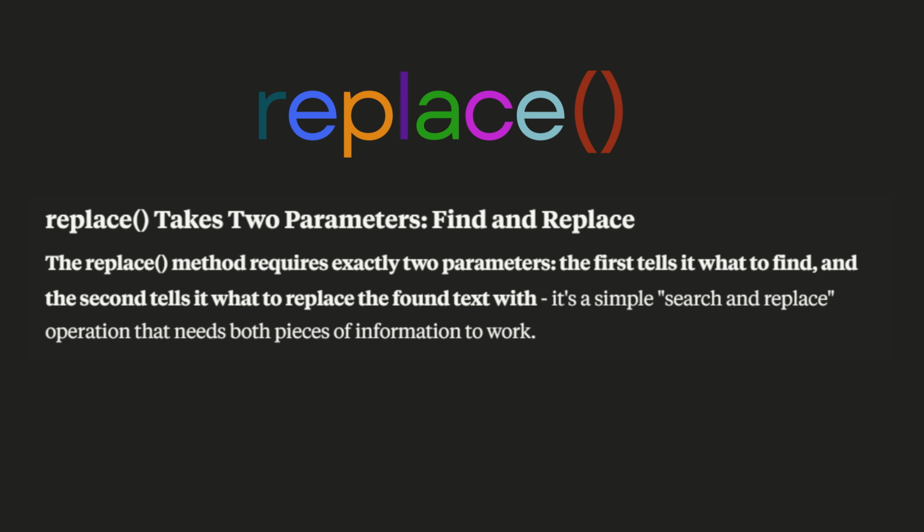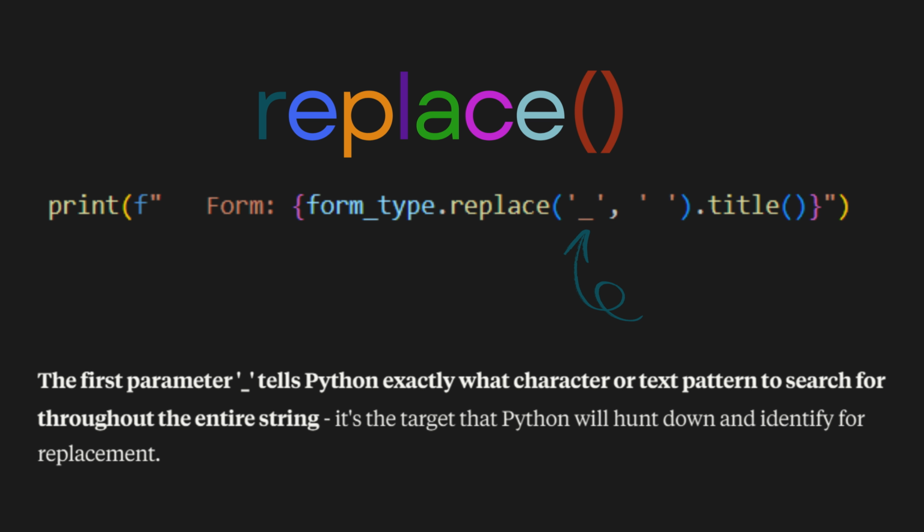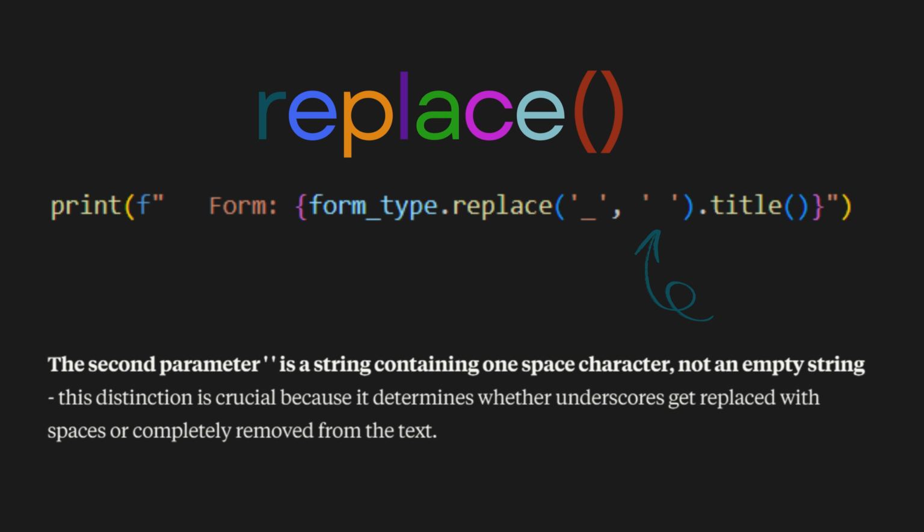It takes two parameters: what to find and what to replace it with. Here, form type replace underscore with a space finds every underscore character in our form type and replaces it with a space. So that first part is what it's looking for, that underscore. That second part is not an empty string at all. It has a space in it. If it was an empty string, there would be no space between the two quotes.